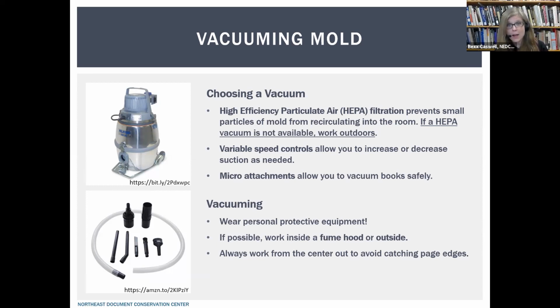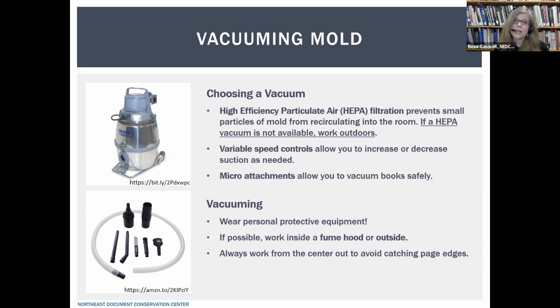If you don't have a HEPA vacuum on hand and you only have a regular household vacuum, that's okay. You just need to make sure that when you are cleaning materials, you're working outdoors. When you're shopping for a vacuum, look for one that has variable speed controls, which basically allow you to turn the suction up and down. And when you're cleaning books and paper, a lower suction is generally more appropriate.